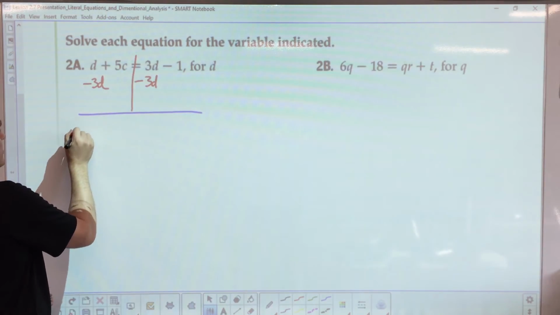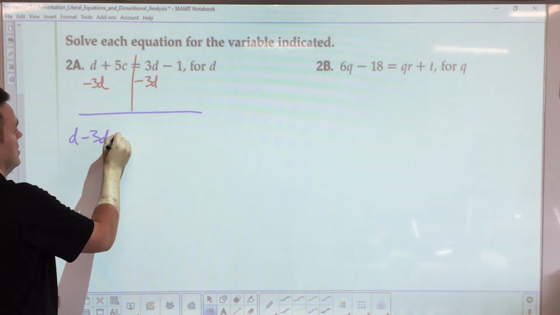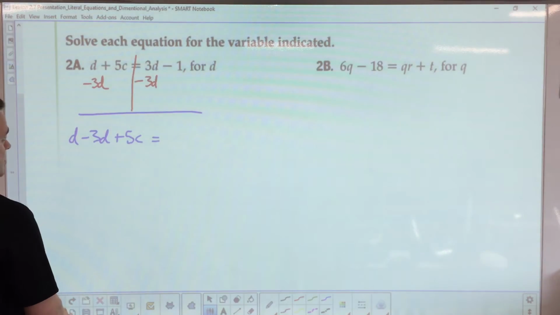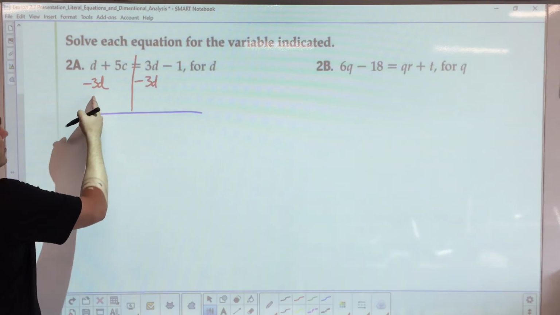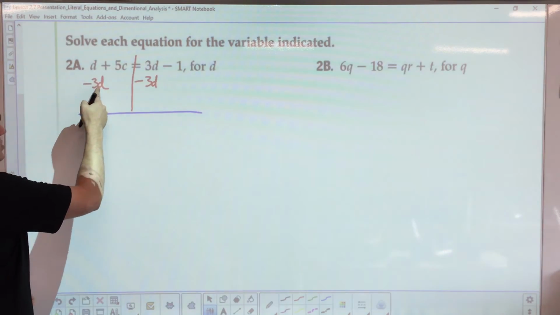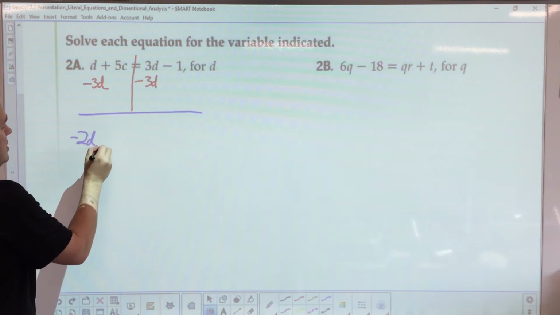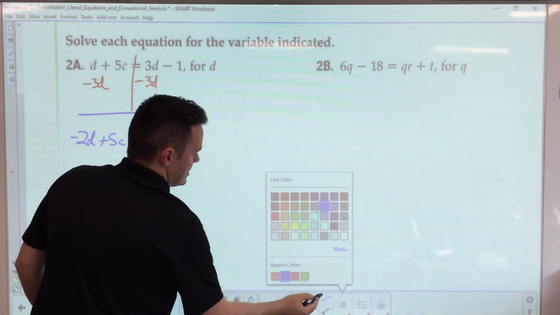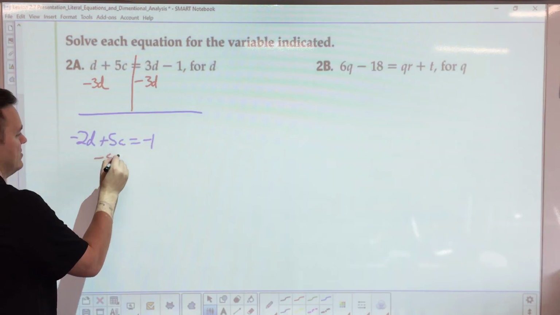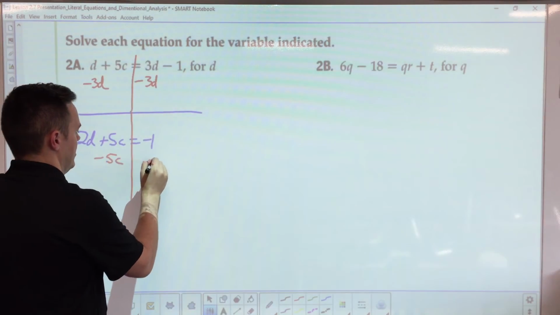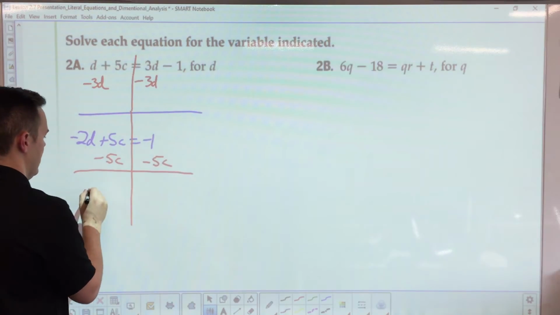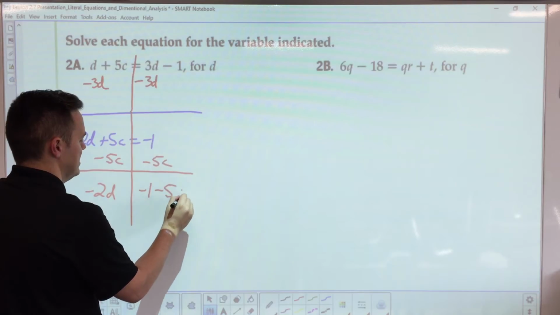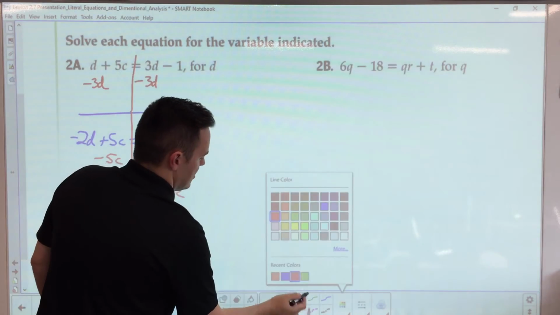If we do that, now we have d minus 3d plus 5c equals, oh, don't do equals because we got the break, right? So let me just move this. So if I got d minus 3d, that's actually going to be negative 2d, all right, plus 5c equals negative 1. All right, let's subtract 5c from both sides. Take it out, you have negative 2d, and then you have negative 1 minus 5c. And then last piece, ladies and gentlemen, you would do would be what?